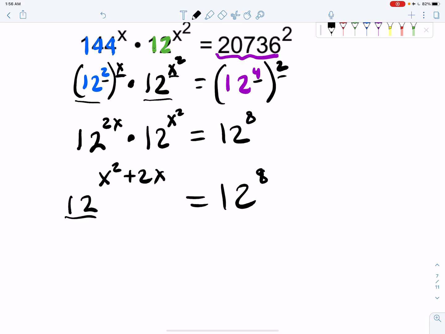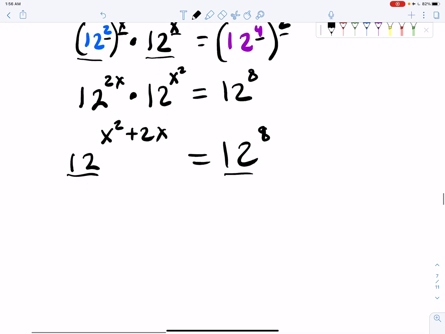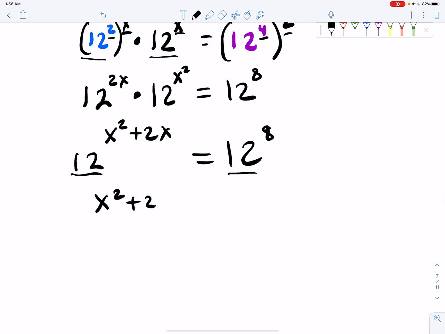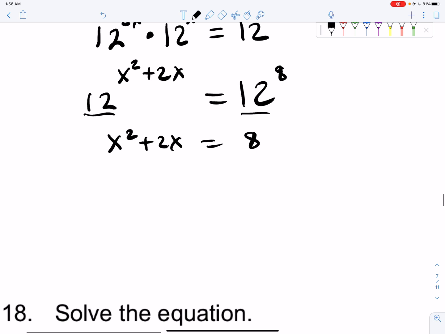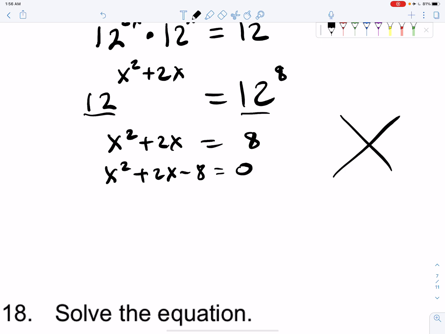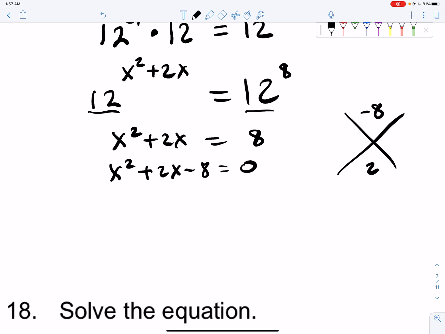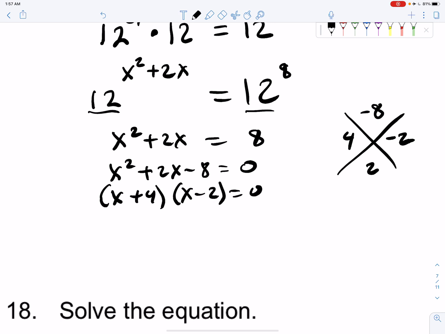The fact that the bases are the same, we can now set the exponents equal to each other. And it's a quadratic, so we set it equal to 0 by subtracting 8 on both sides. And then we ask the good old question again, this time with the right problem. What multiplies to negative 8 and adds to 2? Well, isn't that going to be a positive 4 and a negative 2? And that is correct. x plus 4 times x minus 2 equals 0.